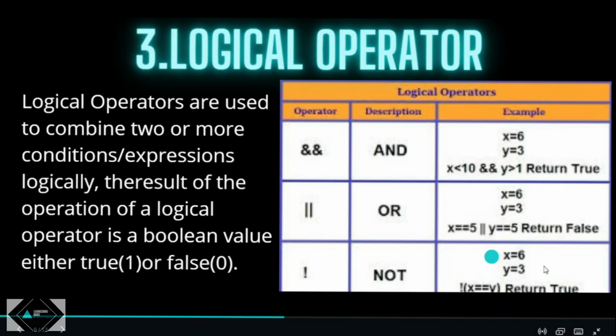Now we have logical not. Here we have x is 6 and y is 3. So not of x is equal to y. Not returns the not value of the condition inside the bracket. So x is equal to y, 6 is equal to 3, is false. So not of false is true. So it returns true.